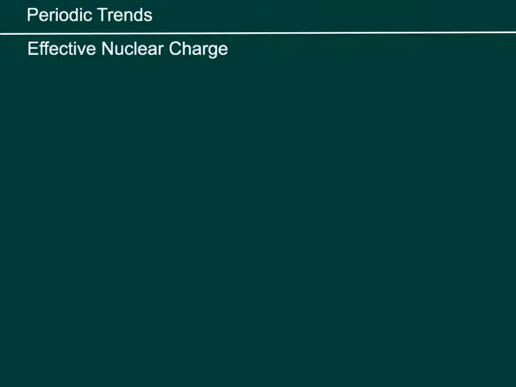Okay, so in order to understand periodic trends, what you really need to understand is the effective nuclear charge. The effective nuclear charge, Zeff, is really the charge that an electron feels. It can be different than the actual nuclear charge. The actual nuclear charge is pretty simple: it's just the Z, which is your number of protons.